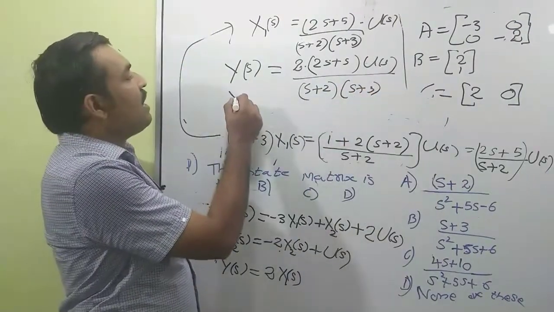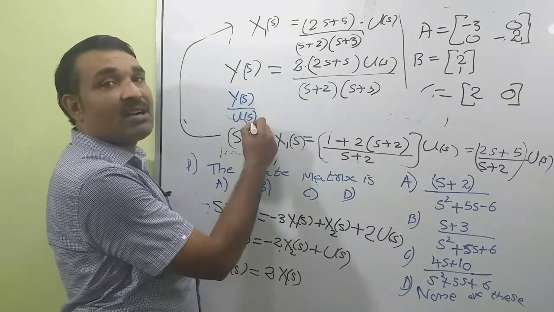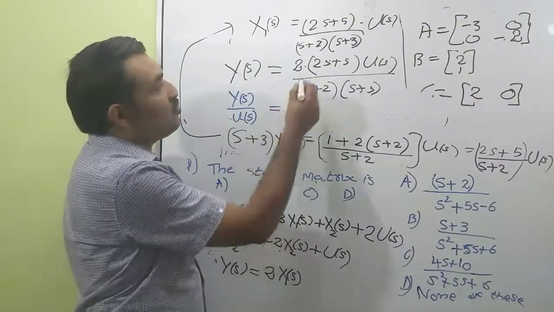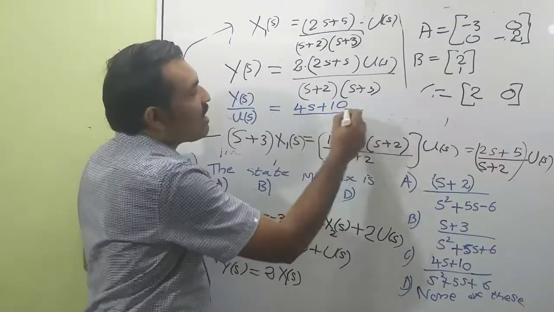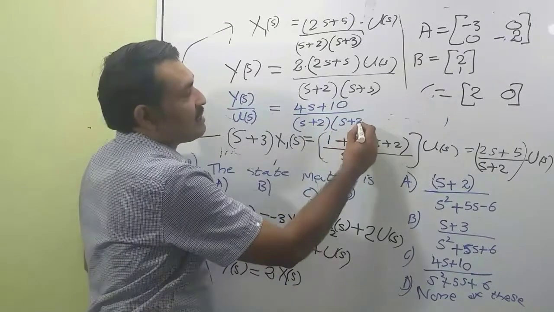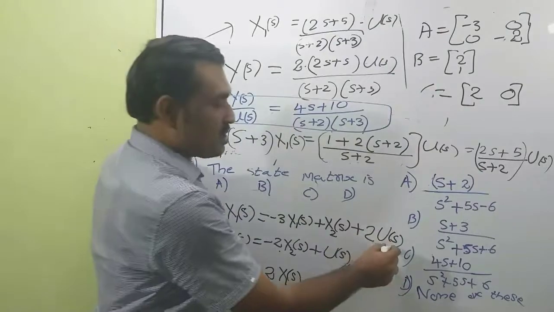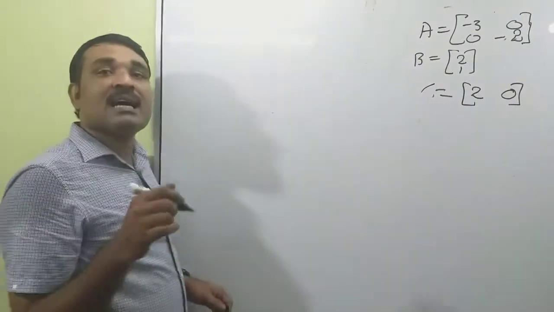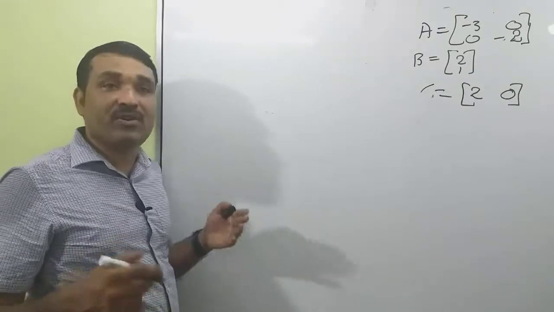So Y(s) divided by U(s), this is our transfer function, that is equal to (4s plus 10) divided by (s plus 2) into (s plus 3). So this is our transfer function that is given in option number C. Now the second part of the question is to find the state transition matrix phi of t.